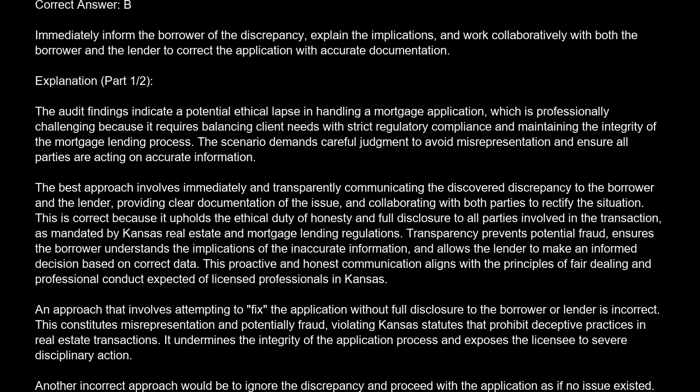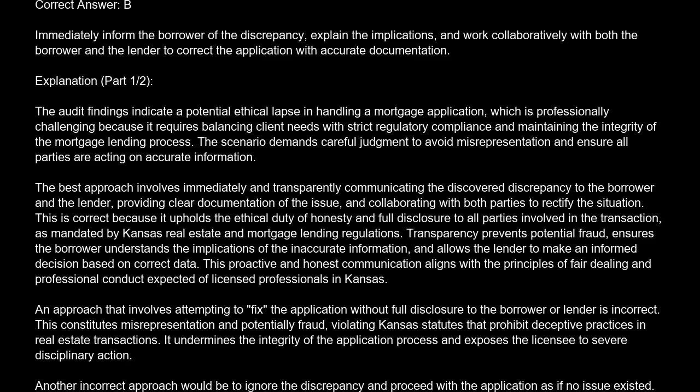The correct answer is B. Immediately inform the borrower of the discrepancy, explain the implications, and work collaboratively with both the borrower and the lender to correct the application with accurate documentation. Explanation. The audit findings indicate a potential ethical lapse in handling a mortgage application, which is professionally challenging because it requires balancing client needs with strict regulatory compliance and maintaining the integrity of the mortgage lending process. The scenario demands careful judgment to avoid misrepresentation and ensure all parties are acting on accurate information.